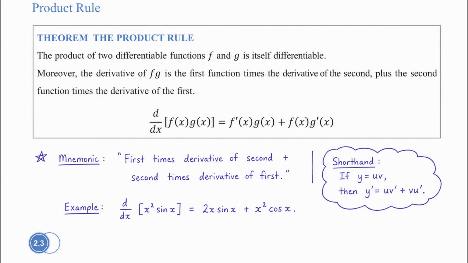Let's use the example on the slide. The derivative of x squared times sine x. Let u equal to x squared, v equal to sine x. Then u prime equal to 2x, v prime equal to cos x. Now let's apply the product rule. The derivative of x squared times sine x equal to 2x times sine x plus x squared times cos x. So the final answer is 2x sine x plus x squared cos x. Whenever you see one function times another, think of the product rule.